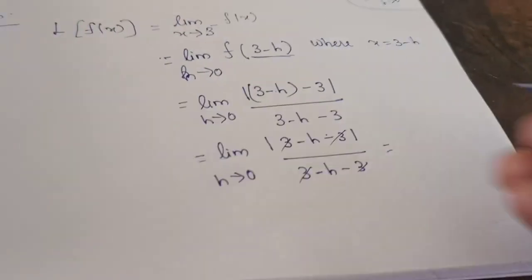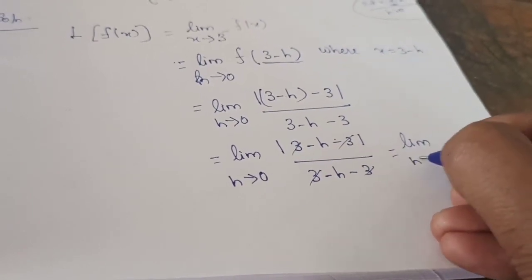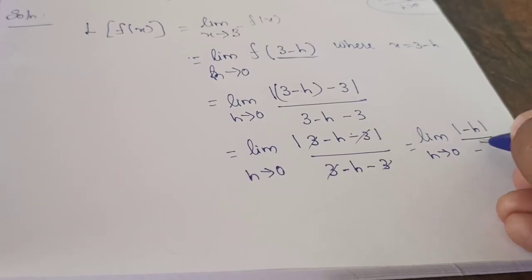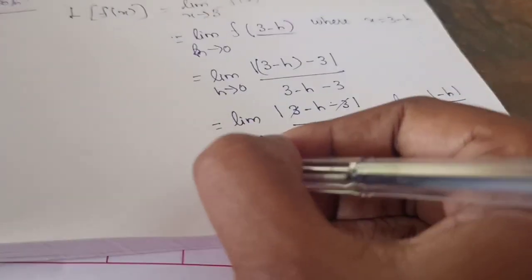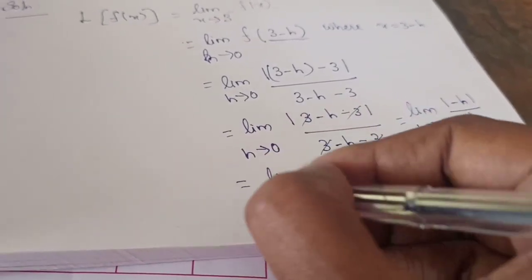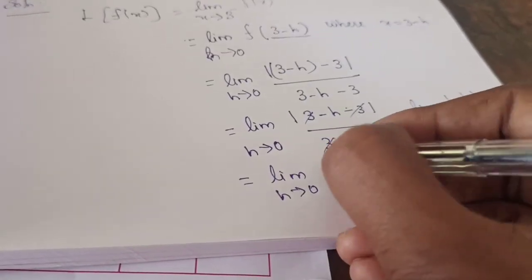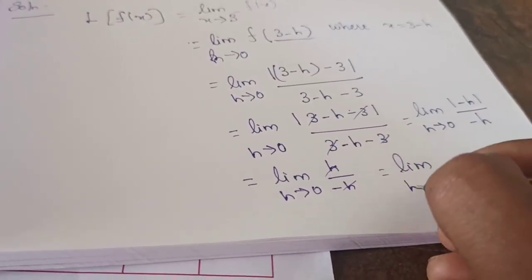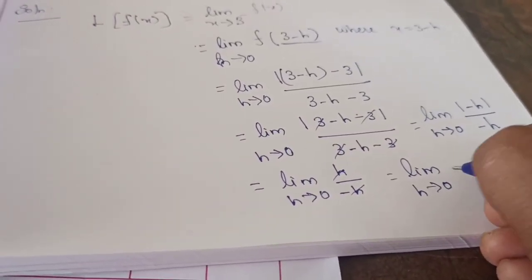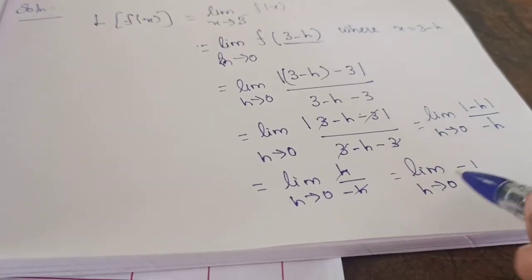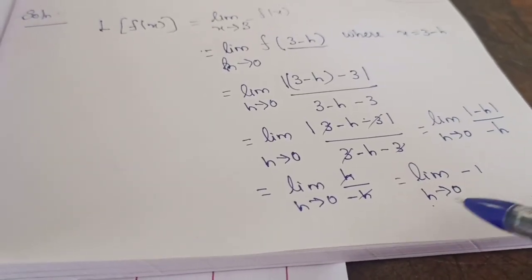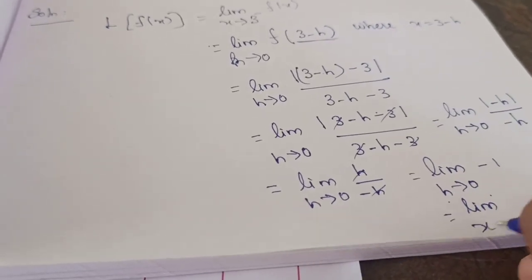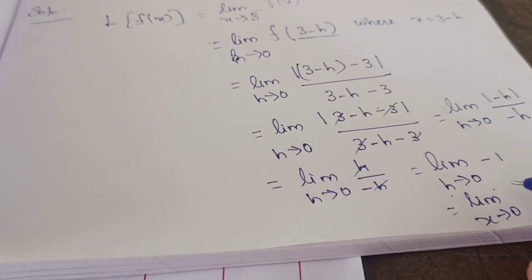Okay, so do it very carefully. Limit h tends to 0, modulus of minus h divided by minus h. So inside the modulus, if it is a negative value, it will also change to positive. h tends to 0, h by minus h. If you are cancelling, you will get limit h tends to 0 of minus 1. Okay, so what's the value? Limit h tends to 0. In that place it is x, is it right? So it is same as x. So limit x tends to 0, it is minus 1, is it right?